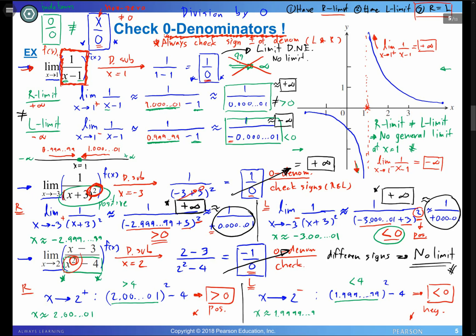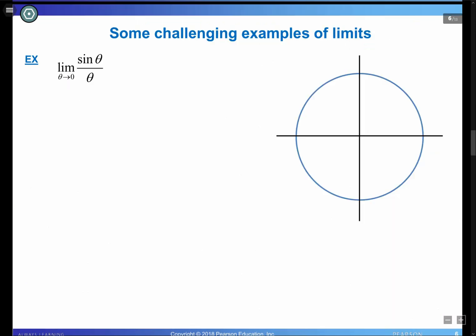Now let's move on to some more advanced examples. This is going to be challenging for you. In this first challenging example, we want to find the limit of a function right here. So let us first take a look at the function that we have. We have sine theta divided by theta as our function. We only have one variable here, and that is theta. So we are going to call this function f with theta as our input. And we want to find the limit of this function when theta approaches 0. That is our condition. Theta gets really close to 0.